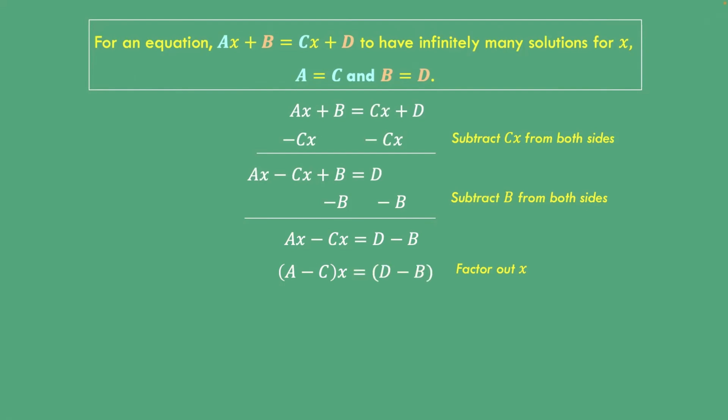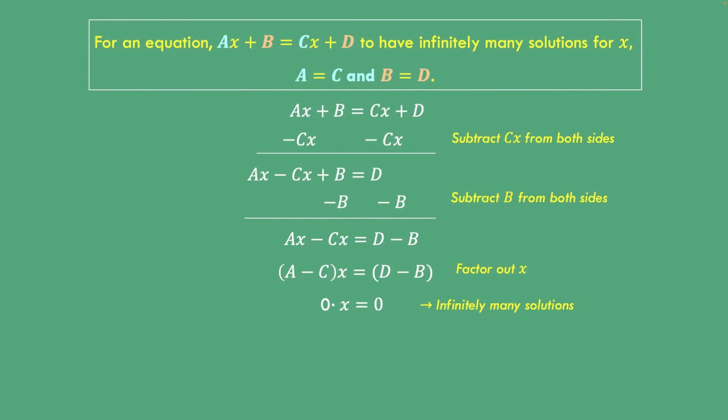Think about what it means for an equation to have infinitely many solutions. It means that any value we choose for x will make the equation true. So if the coefficient of x is 0 and the constant term on the other side is also 0, so 0 equals 0, this statement is always true no matter what values x takes on.